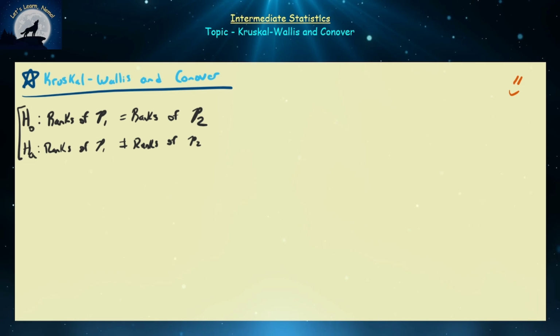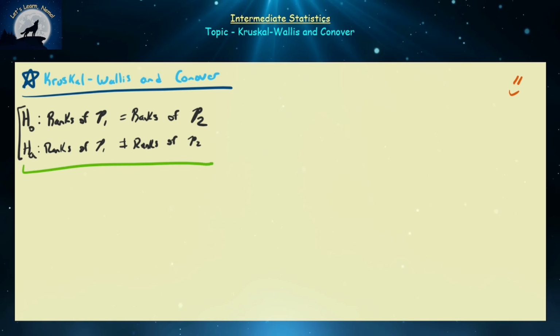So what do all of these tests have in common? All of these non-parametric tests are going to be dancing around the concept of ranks. So what exactly is a rank? Well, we'll give you a few examples of how to find ranks of samples in just a moment. But the null hypotheses that we're going to be working with for the Kruskal-Wallis test and also the Mann-Whitney is that the ranks of one population equal the ranks of another population.